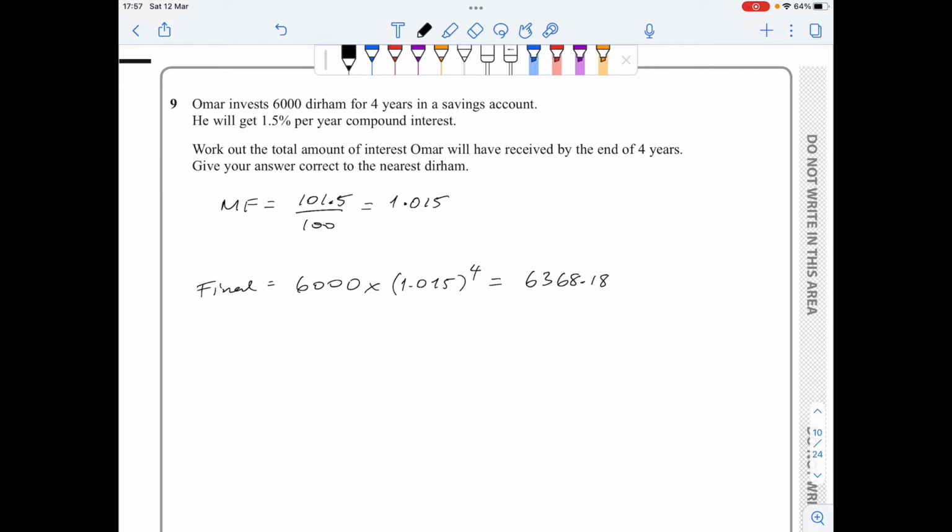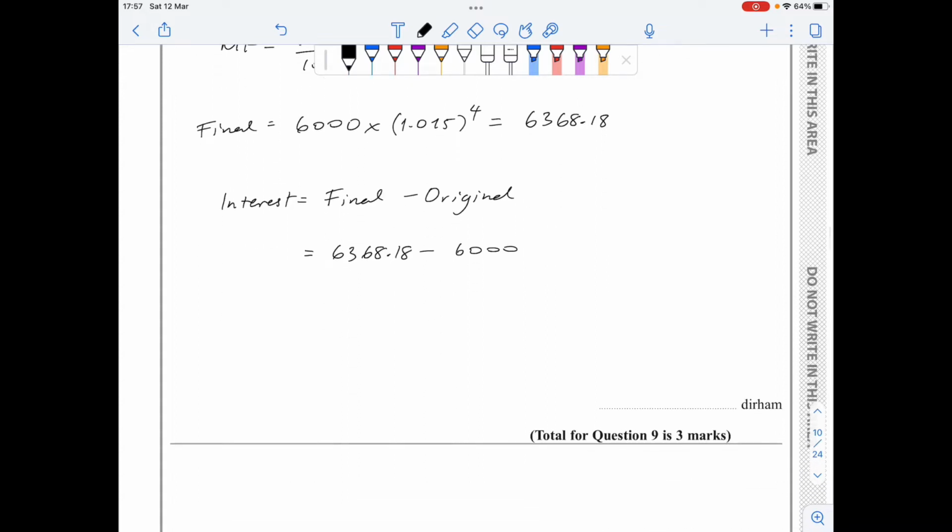This comes out to be 6,368.18. So the interest will be equal to the final amount minus the original amount. So I've got 6,368.18 minus 6,000. So I've got 368 to the nearest dirham for the interest.